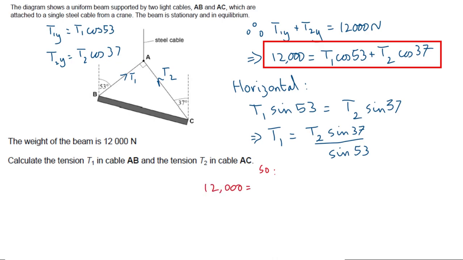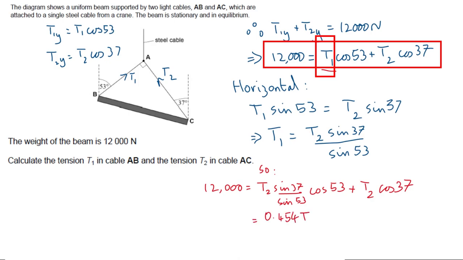So we can say 12,000 is equal to T2 sine 37 divided by sine 53. And all that lot is equal to T1. Then we need to remember to times it by the existing cos 53. And now we can add that to T2 cosine 37. So now we just have only one unknown. And that unknown, of course, is T2. So now, by carefully typing into your calculator the various sines and cosines that you have, we can get a simple value for T2.